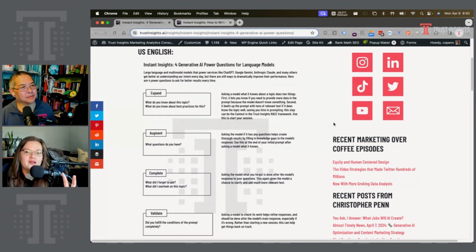All right, so it's interesting because basically, in a very simplistic way, if you're working with a generative AI model, you're asking it to check itself.